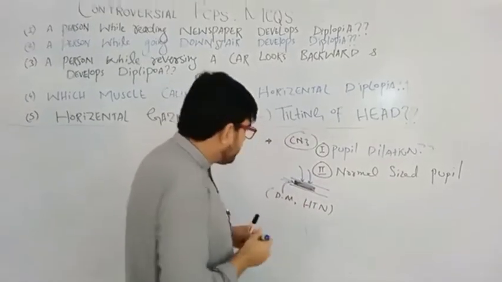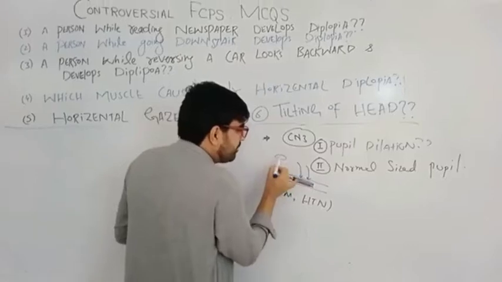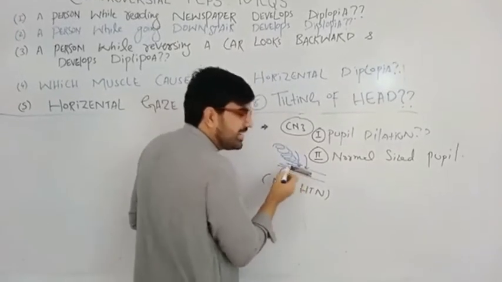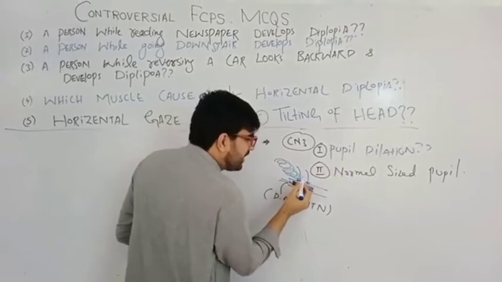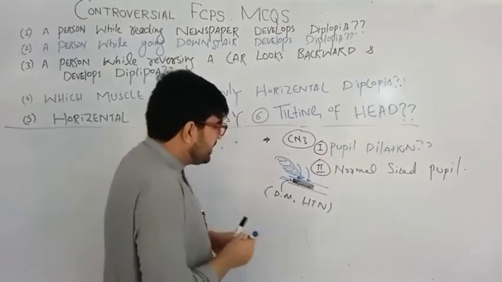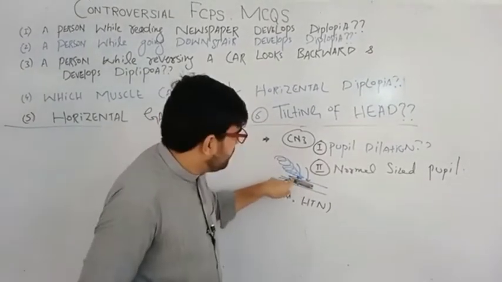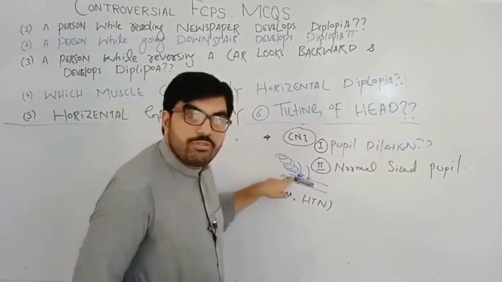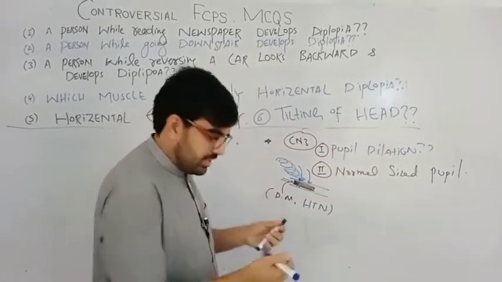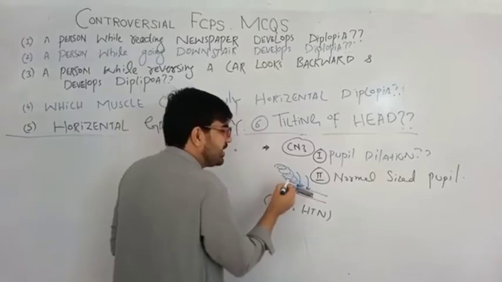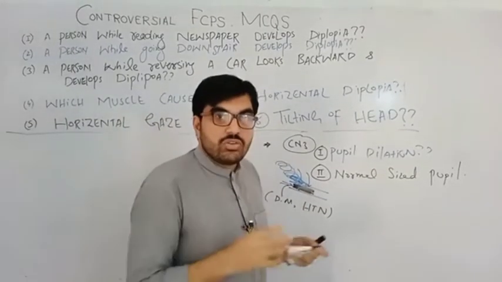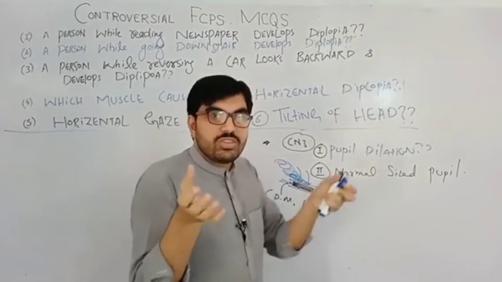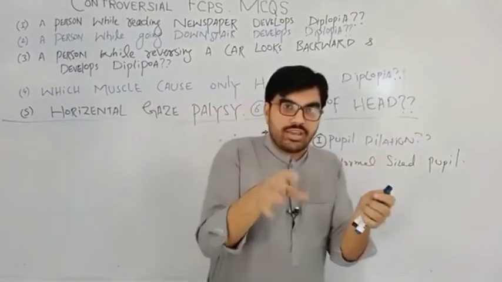Now if there is something coming from the top that impinges on the nerve from outside and compresses it, it will affect both the pupil and the motor fibers to the muscle. And the example for this is a tumor, any tumor compressing on the third nerve. And the classic example is the supratentorial herniation.